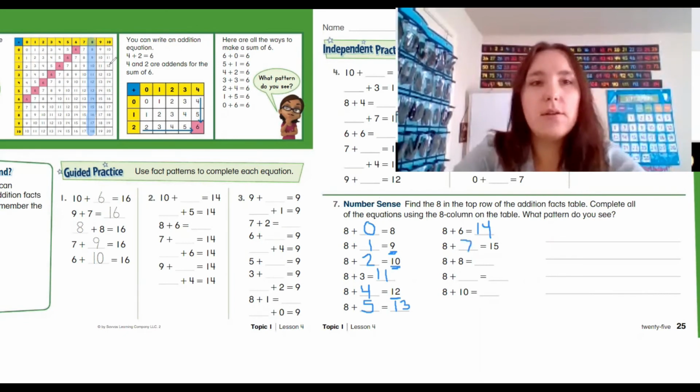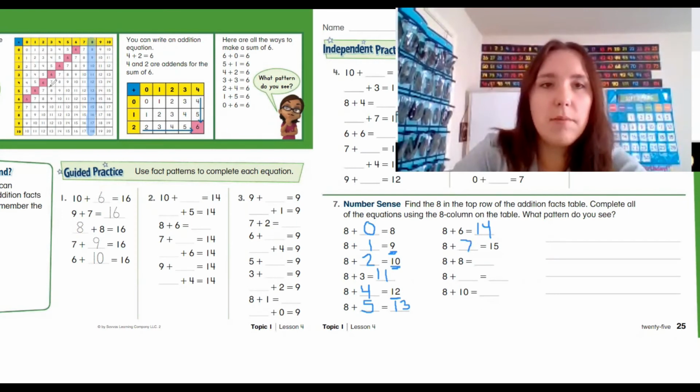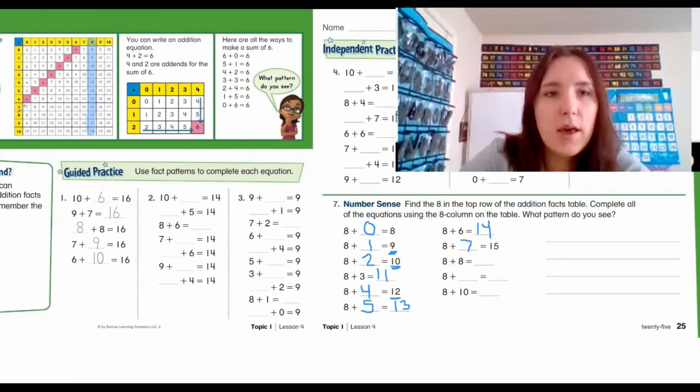8 plus 8. So I'm going to take my pencil and go down to the 8 and go all the way until I run into that 8 column, okay? So 8 plus 8 equals 16.